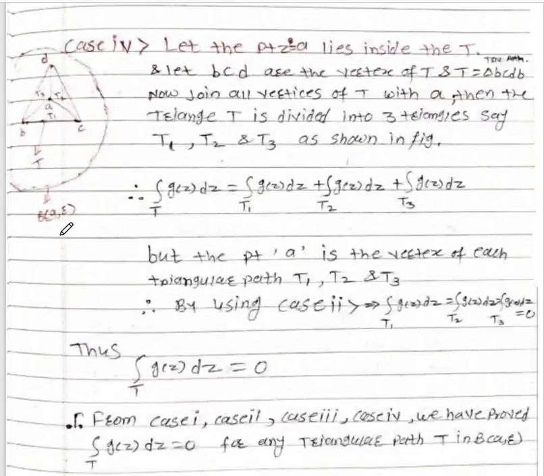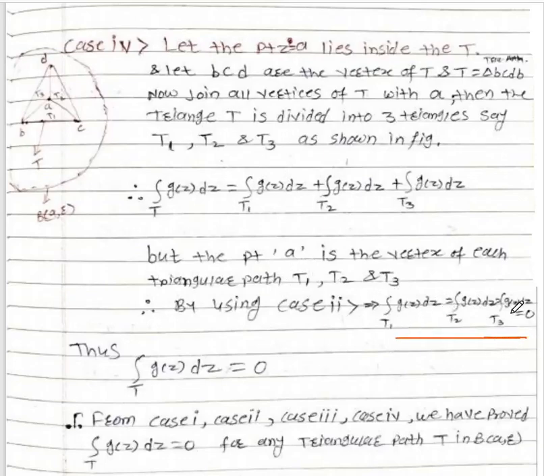Okay. So here, if you observe, the point a is the vertex of the triangular paths T1, T2, T3. So a is the vertex of T1, T2 as well as T3. Therefore, by using case number 2, the integral over T1 of g(z) dz equals 0, the integral over T2 of g(z) dz equals 0, and the integral over T3 of g(z) dz equals 0. So all of these become 0. Putting these values in this integral, the integral over T of g(z) dz equals 0.